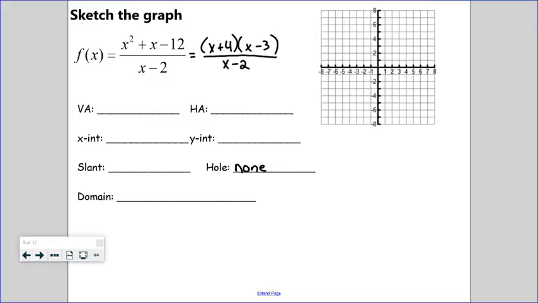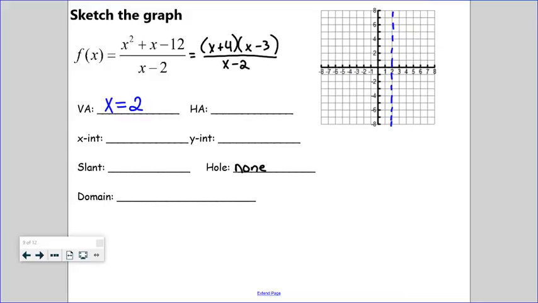After a hole in the graph, we would go to any vertical asymptote that we would have. This one does have a vertical asymptote, and vertical asymptotes come from anything that makes our denominator equal to 0. Set my denominator equal to 0 and solve. We would have a vertical asymptote at x equals 2.